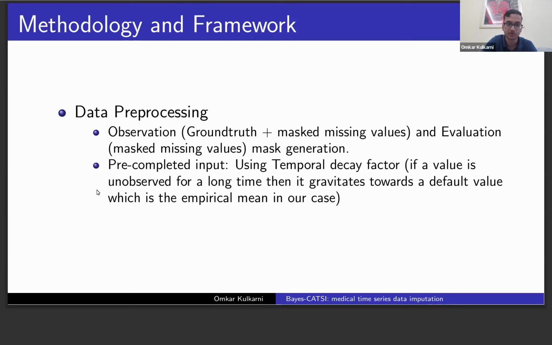The next step was to get a pre-completed input, in which we use the temporal decay factor to fill up the missing values with temporary values. The intuition behind the temporal decay factor is that if a value is unobserved for a long time, then it gravitates towards a default value, which is the empirical mean in our case.